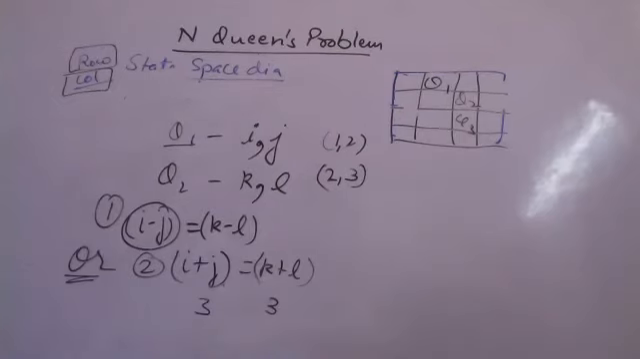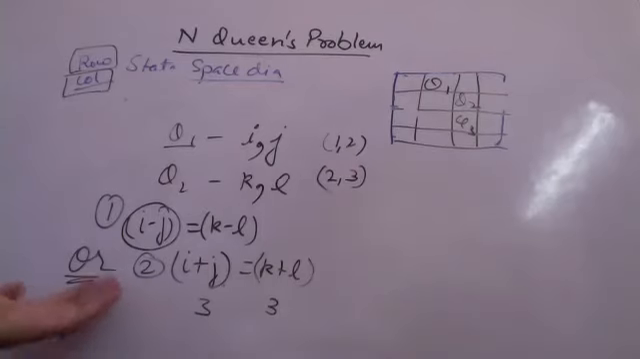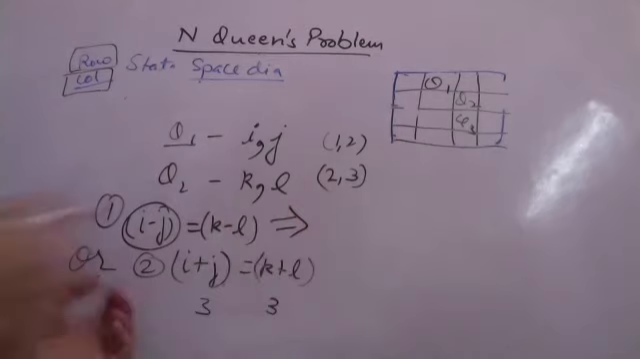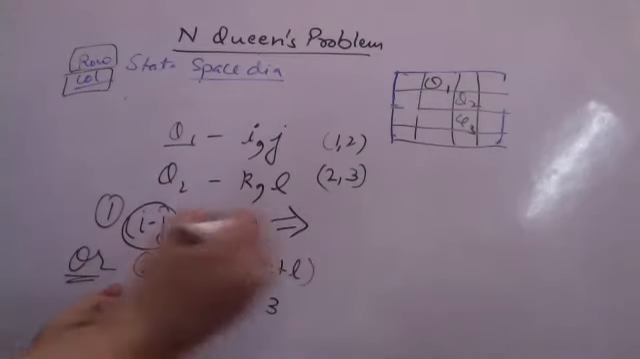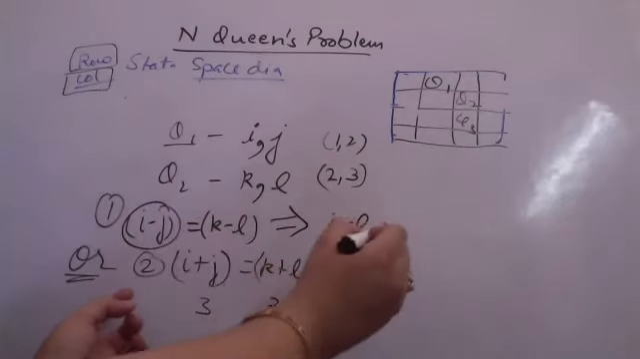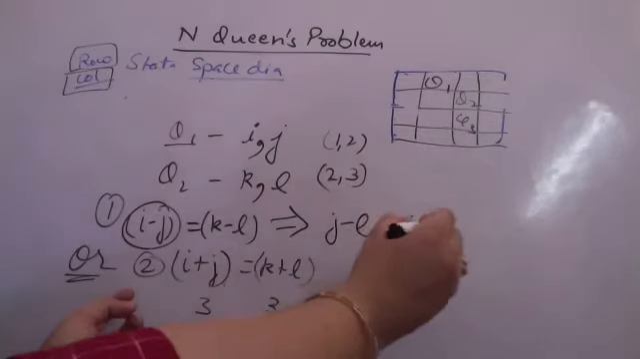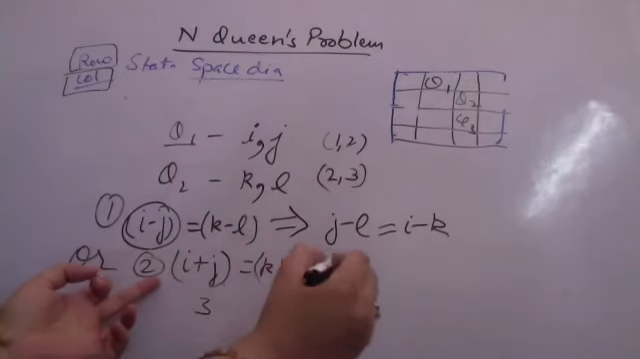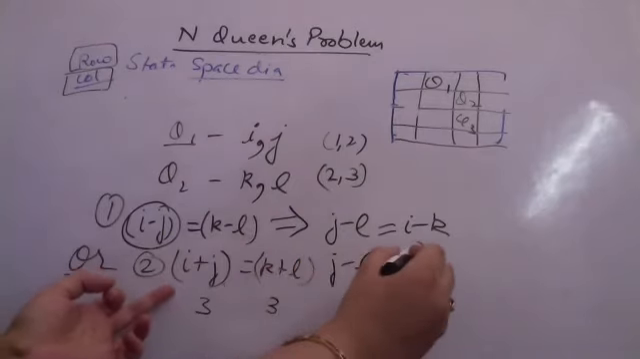So using this very thing, now we can develop an algorithm and check where to place and not to place. If I am just taking these two conditions and I just rearrange them, this condition implies that J minus L, taking J this side, is equal to I minus K. Yes or no? And from the second condition also, J minus L is equal to K minus I.